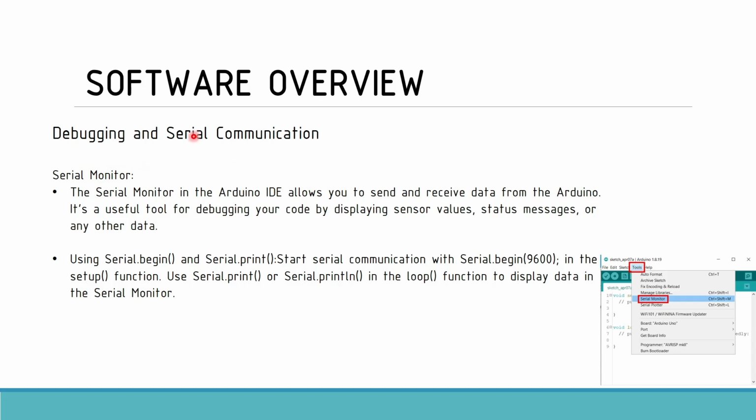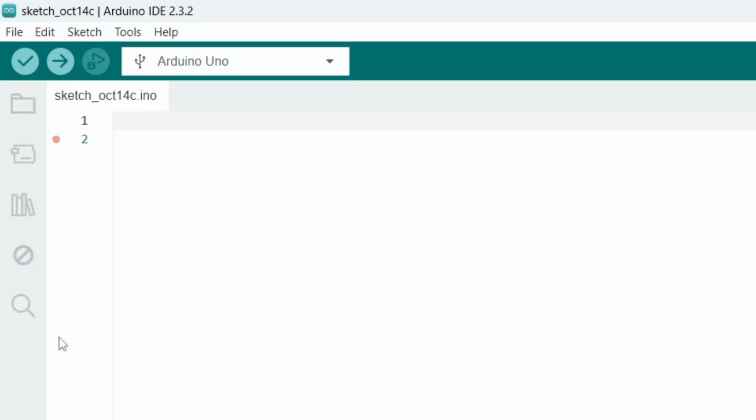Reaching, debugging, and serial communication. Now we will talk about the serial monitor. Okay, what is a serial monitor? The serial monitor is used for communication between the Arduino and the computer. It allows you to send and receive data, making it useful for debugging and monitoring sensors output. Okay, so how does it work? It works by using the following code statements.